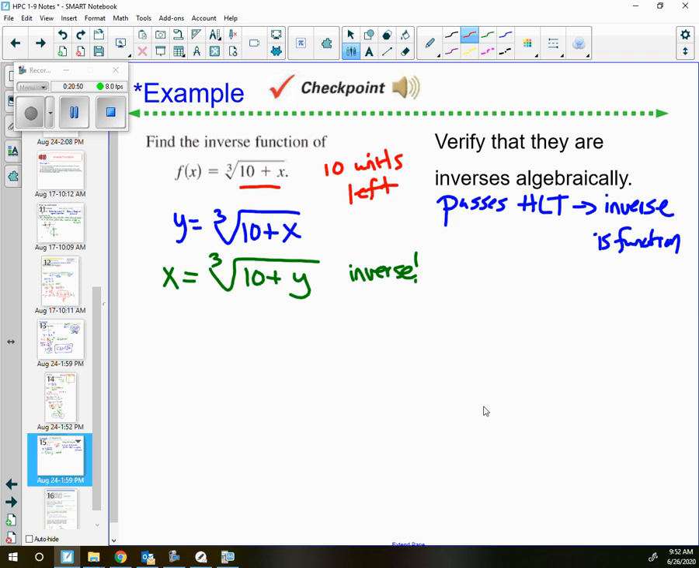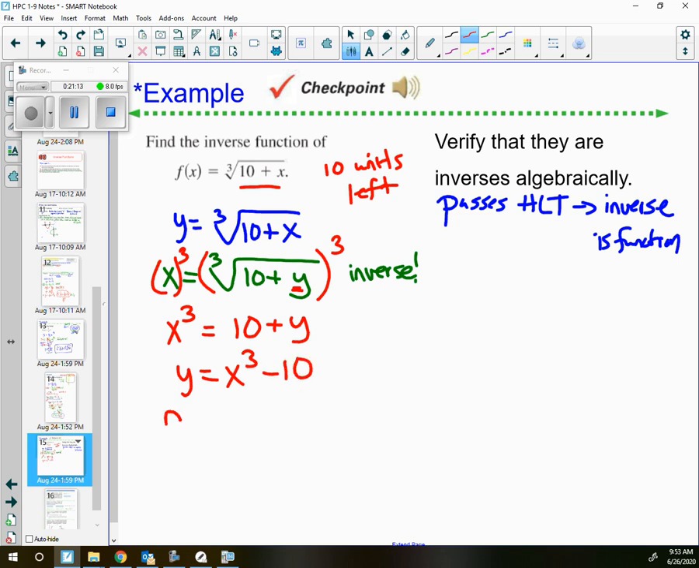So gosh, this one's kind of tricky too, because the y is underneath the radical. So the first thing we're going to have to do is undo that cube root. So what's the opposite of cube rooting something? You cube. So I get x cubed equals 10 plus y. And then it's really easy to solve for y. We just subtract 10. So y equals x cubed minus 10. Or that f inverse notation is x cubed minus 10.